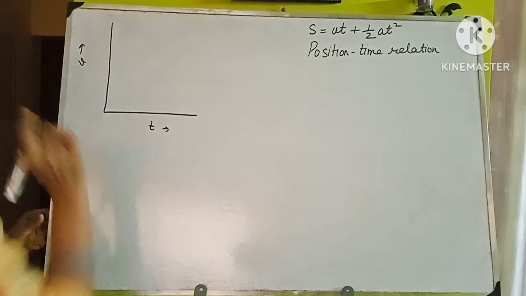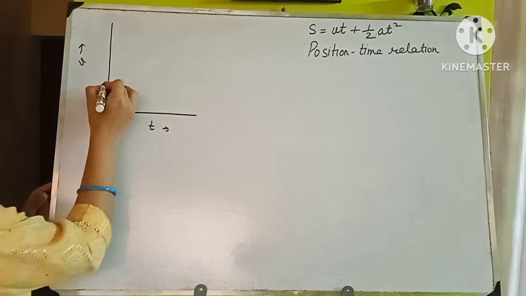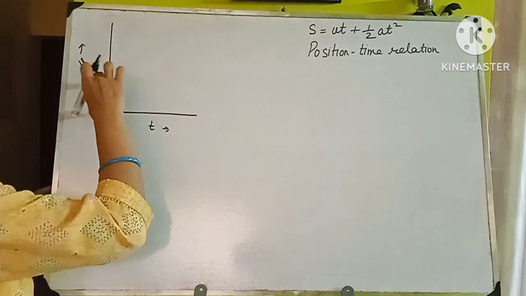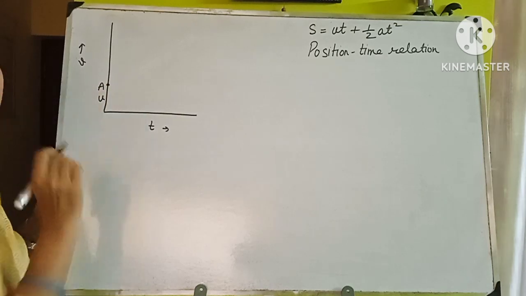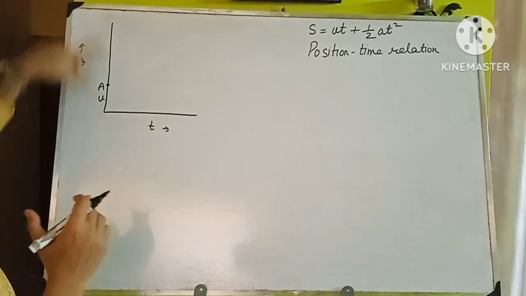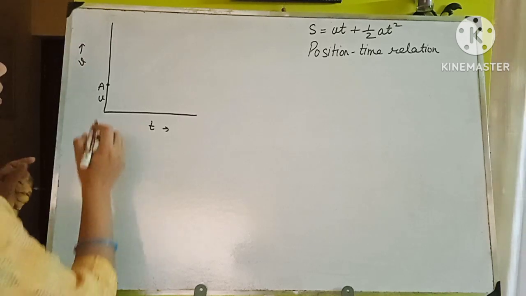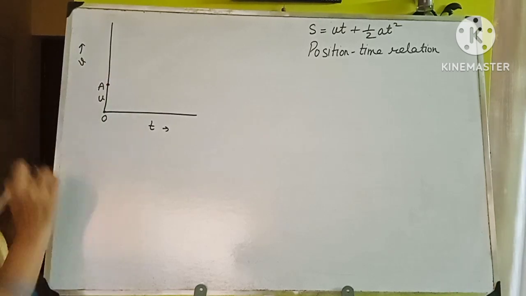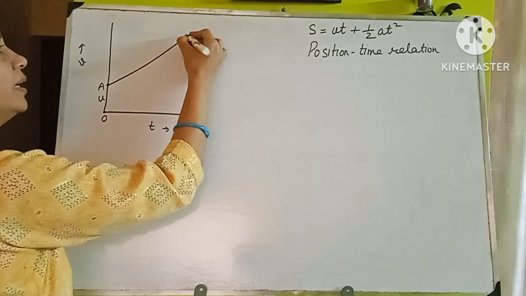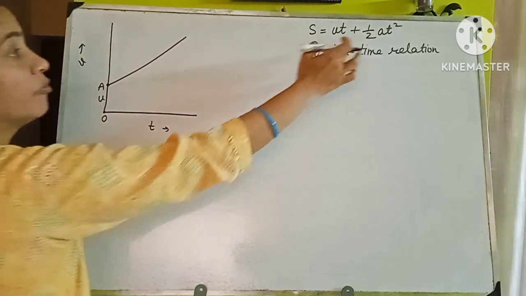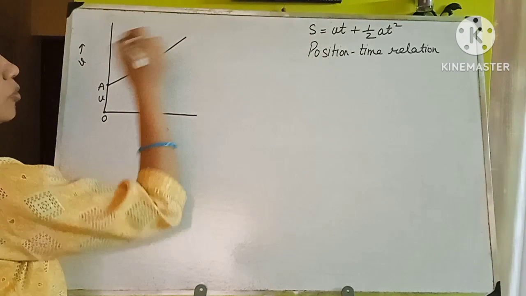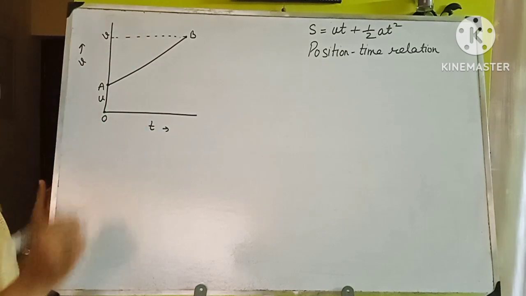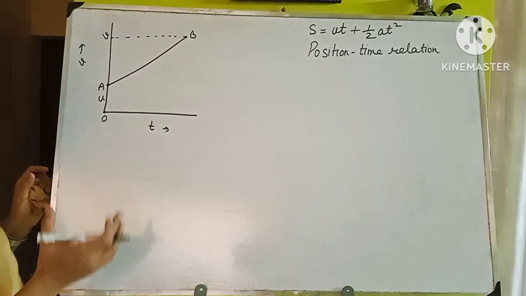Now we have to take some consideration. Our consideration is that an object was at point A and it was moving with some initial velocity. That initial velocity is u, because this graph represents velocity on the y-axis, and this is your initial position O. So AO is u. Then it accelerates uniformly, which is represented by small a, and it reaches point B, and at point B its final velocity became v. Now this is the graph.